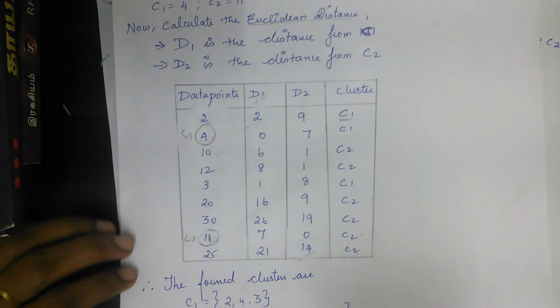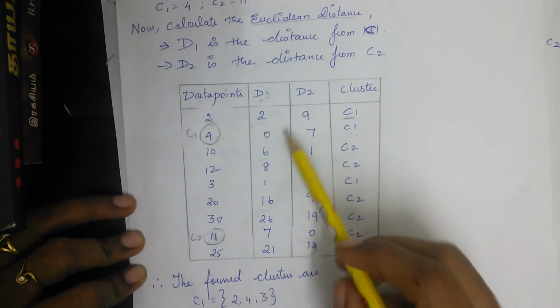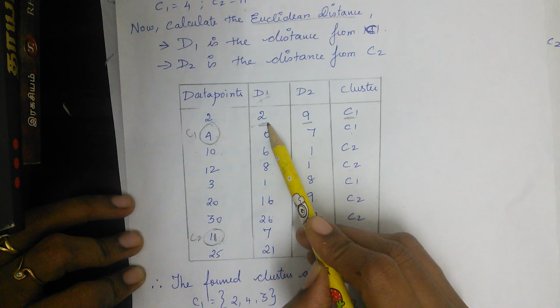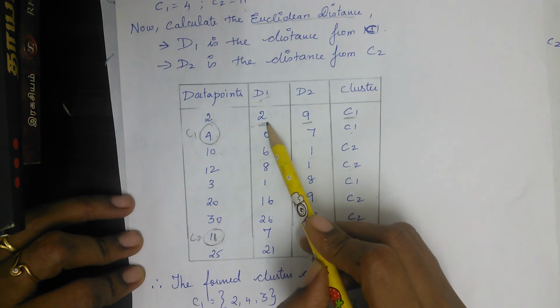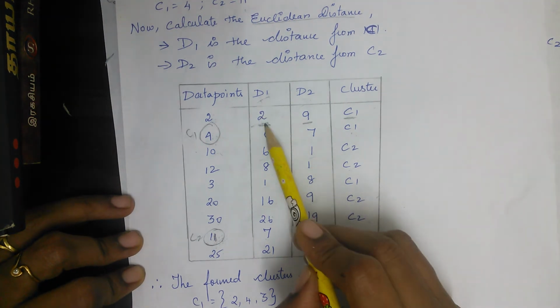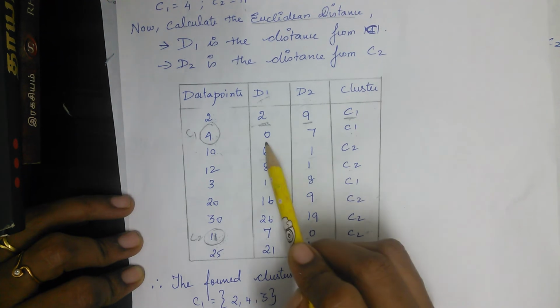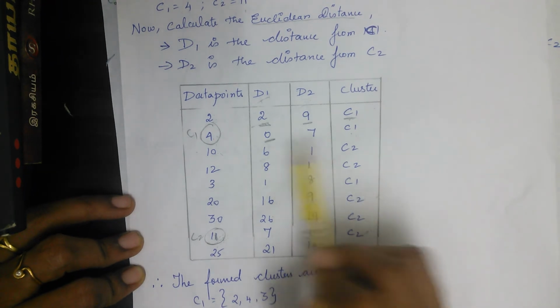Now, how do we come to a conclusion about which data point falls into which cluster? I'll be comparing the two distances d1 and d2. Whichever is smaller, my data point is going to fall into that cluster. See here, d1 is smaller, so my data point 2 is going to fall into my first cluster. And here d1 is smaller, so it's going to fall into the first cluster.